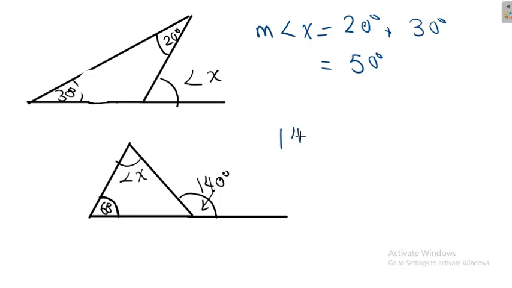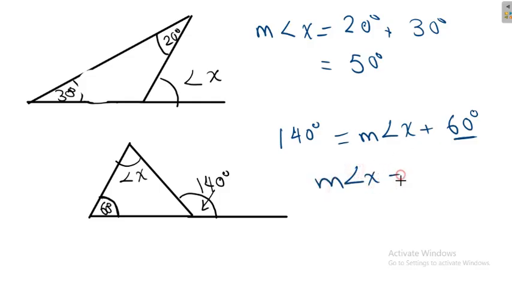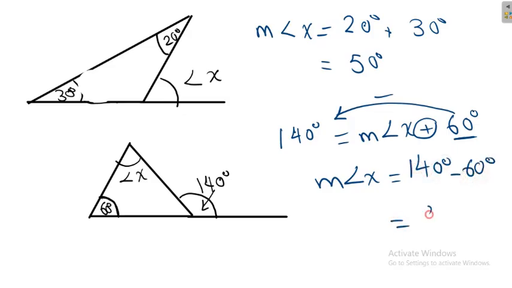You know that 140 is an exterior angle, and it equals the measure of angle x plus 60. Using simple equation techniques, send 60 to the other side by subtraction. Why subtraction? Because we have addition. The measure of angle x will be 140 minus 60. It will be 80 degrees.